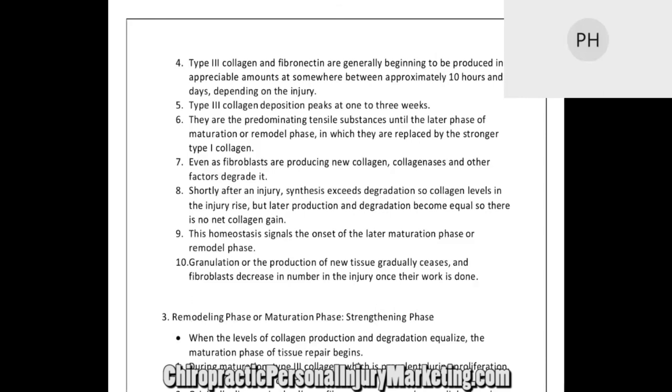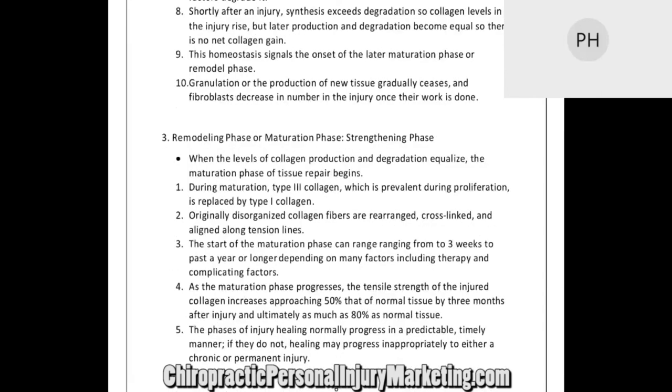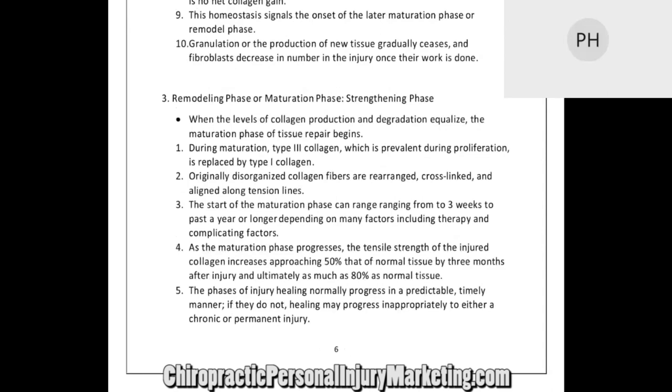Granulation, or the reproduction of new tissue, gradually ceases, and fibroblasts decrease in number in the injury once their work is done. So there's no more synthesis in that repair phase. Now we're on to the remodel phase. Synthesis of collagen is done. Remodeling phase or maturation strengthening phase.